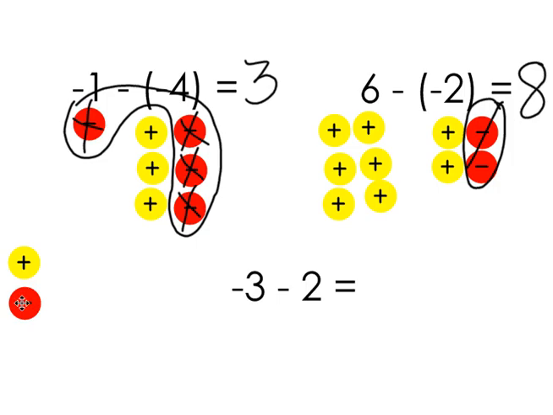Okay, next one, start with 3 negatives. And this time I need to take away 2 positives because it's just minus 2. So I'm going to add some 0 pairs.